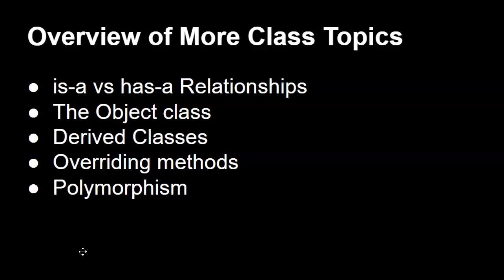Here's a brief overview of some more advanced class and object-oriented concepts. So is-a versus has-a relationships has to do with relationships between classes, different kinds of relationships. The object class is the ultimate parent, the ultimate base class from which all other classes are ultimately derived in Java. So it has some aspects we need to understand. The idea of deriving classes, how do we do that? How do we override methods? And following this discussion, there's a demo and polymorphism, briefly about it, and then there's also a demo following this as well.